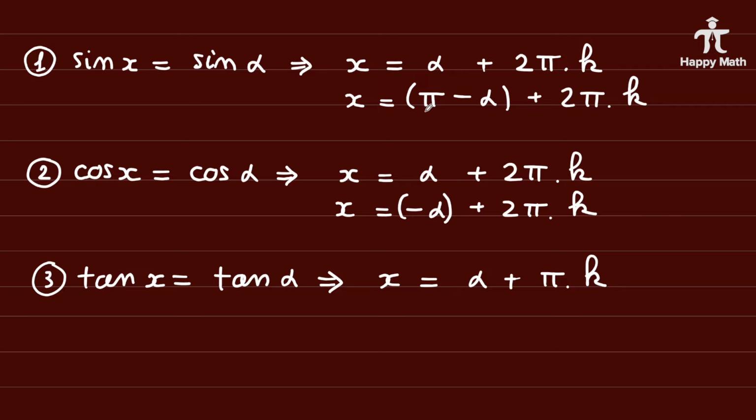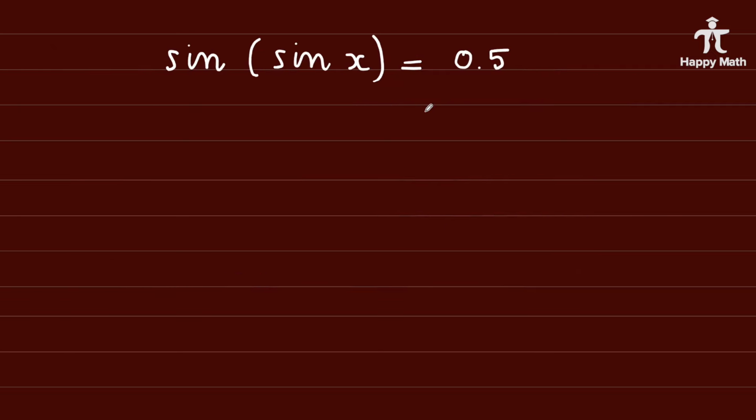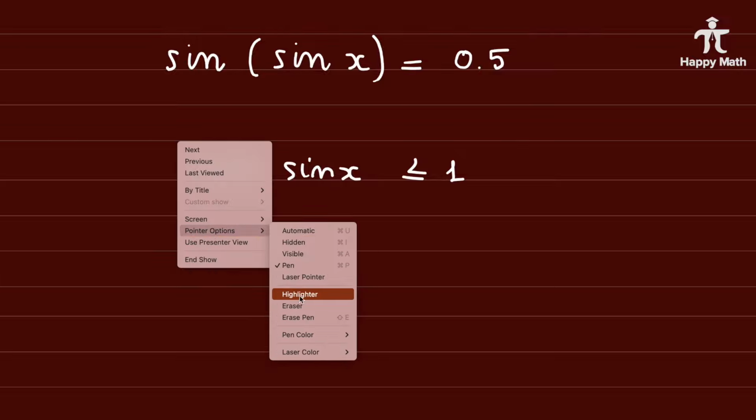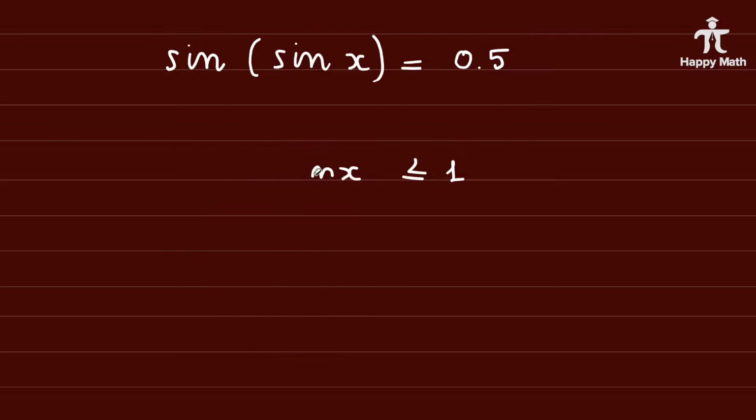And the second thing you need to remember before you solve this one is the range of sine. About the function sine, you need to know that the value of sine has to belong to the interval -1 to 1. That is the general property of sine. You can see that in sin(sin x) = 0.5, 0.5 is less than 1 and greater than or equal to -1. That's why you can see that this will have a solution.